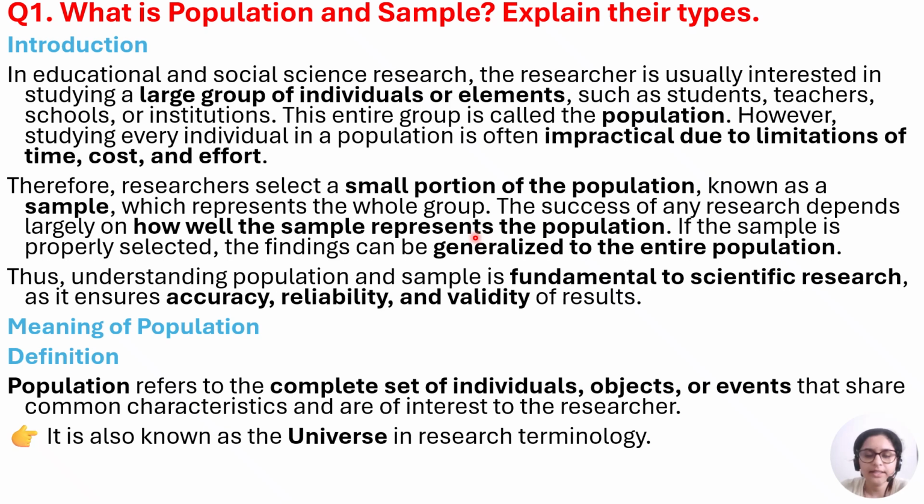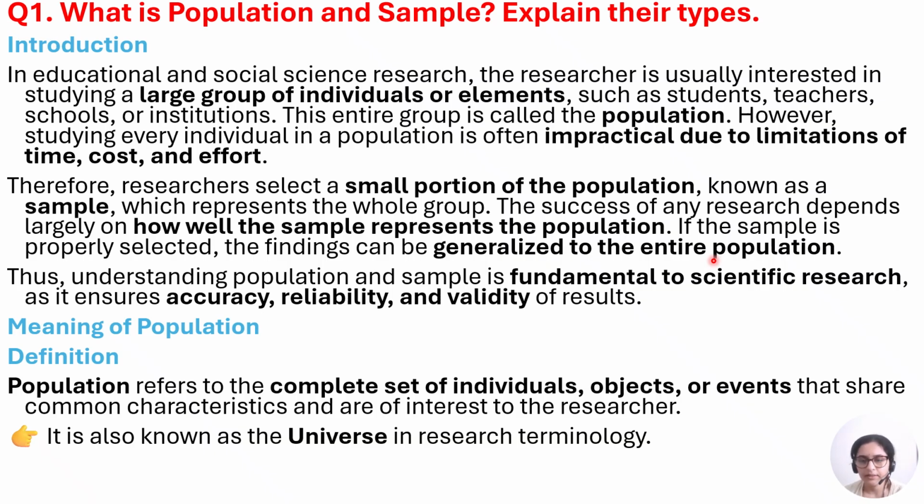I think it's clear. From population, sample will come. Population is a very large group and a small group from the population is a sample. The sample will represent the whole group. Success of any research depends on how well the sample represents the population. So if a research is successful, then it is due to the sample selection. If the sample is properly selected, the findings can be generalized to the entire population.